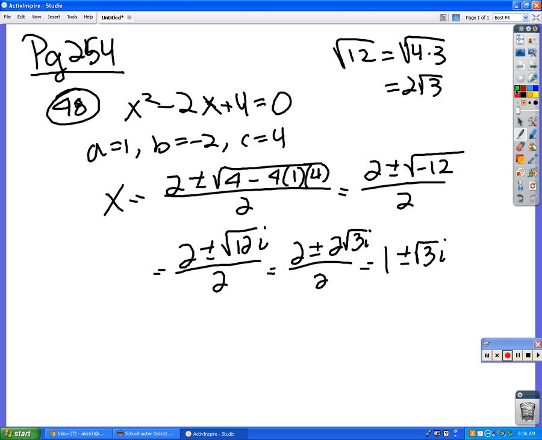That was easy, I typed it into the calculator. Well, the only problem with that is that you probably got 1 plus or minus the square root of 1 point blah, blah, blah. And then we kind of want an exact answer.